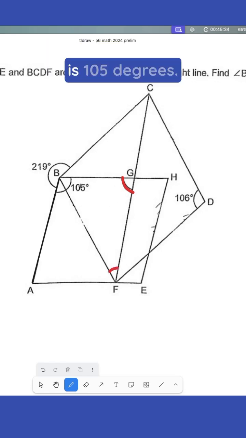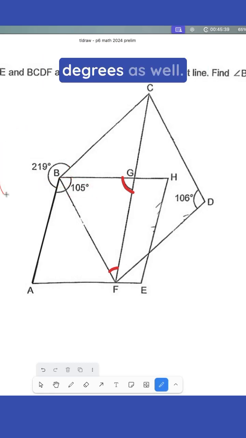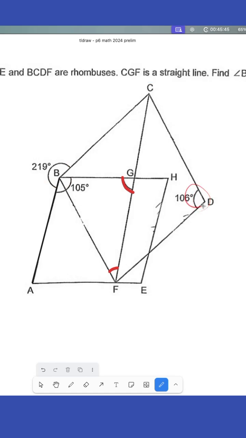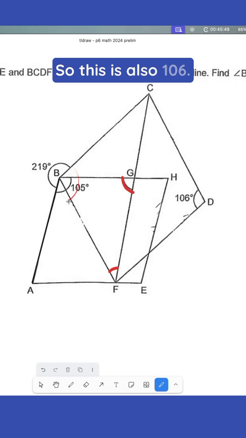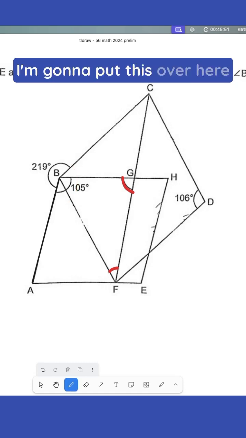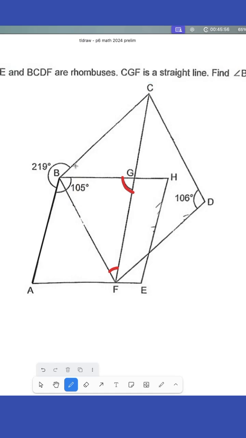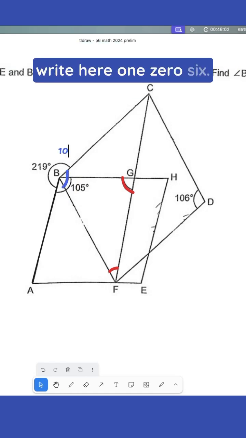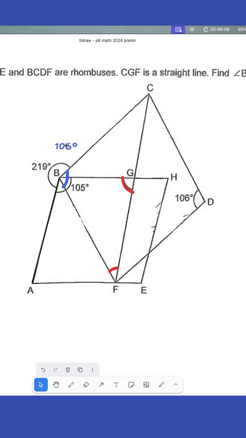We know this is 105 degrees, that's what you see over here, and then we have 219 degrees as well. We also know that this is 106 degrees. Opposite angles for rhombuses are the same, so this is also 106. I'm going to put this here and write 106 degrees. So this purple one is 106 degrees.